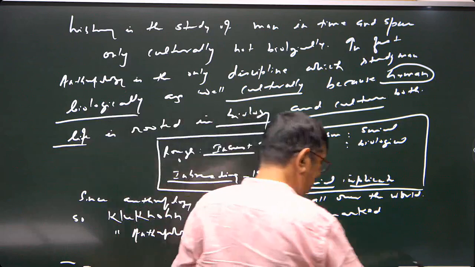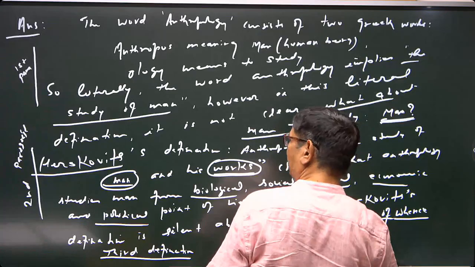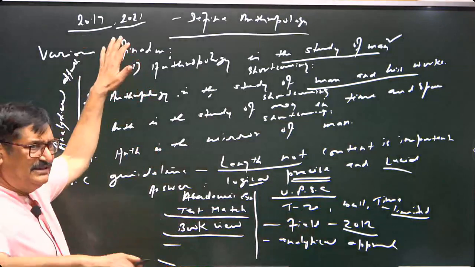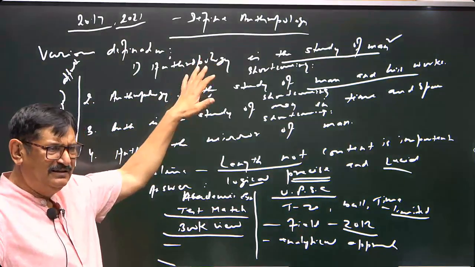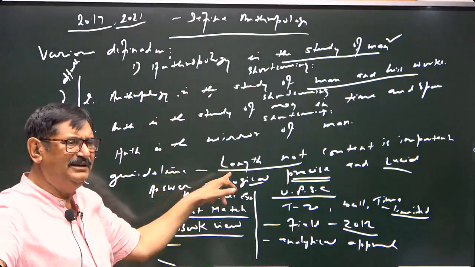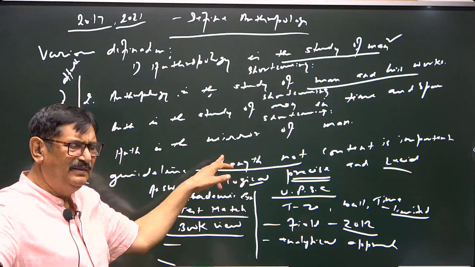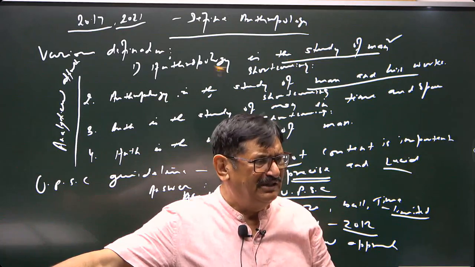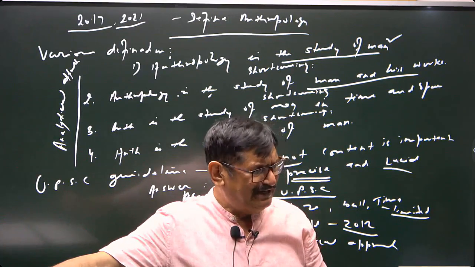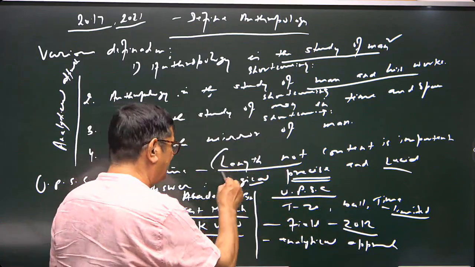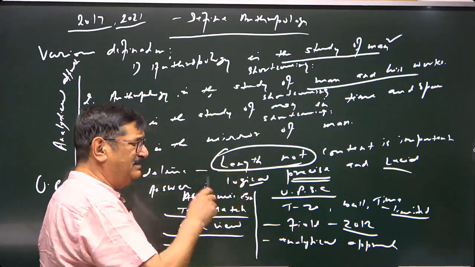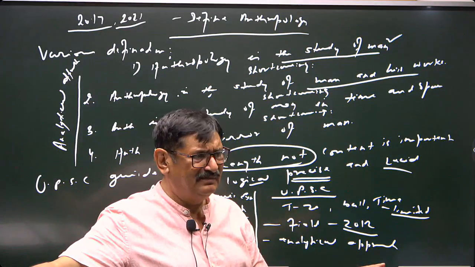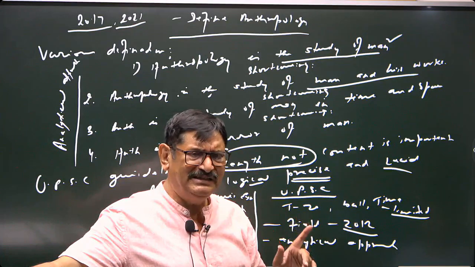I have analyzed all the definitions, and these are the four definitions of anthropology. I suggest to you that the nature of the exam is different from academics. In BA and MA, if we write more definitions, citing scholars and their books, you would be understood as a scholarly person and get good marks. But UPSC says that length, not content, is important, meaning simply writing definitions doesn't increase the length of the answer, but you must write in a logical, precise and lucid manner.